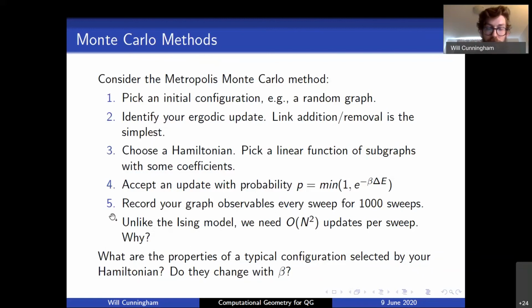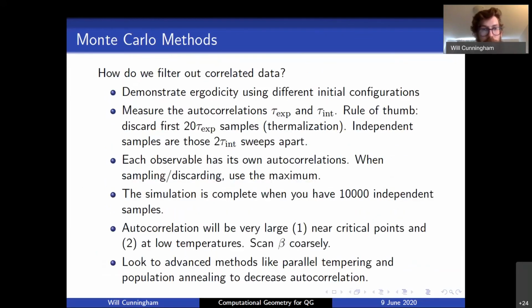At the end of this, we want to understand what are the properties of a typical configuration selected by the Hamiltonian. And do these properties change with beta? Is there some sort of phase transition? Do we expect a phase transition for a particular Hamiltonian based on some physical principles? So that would be very important.